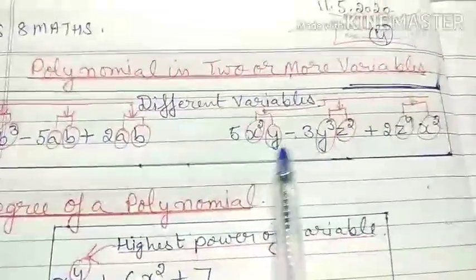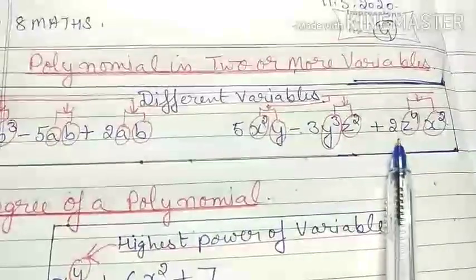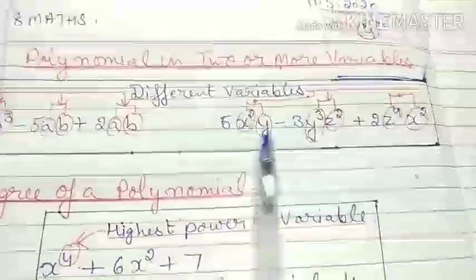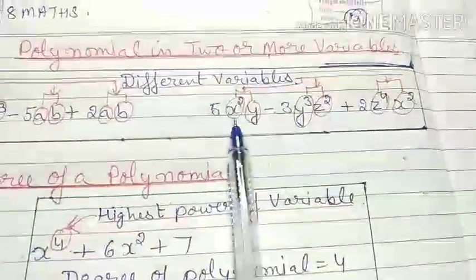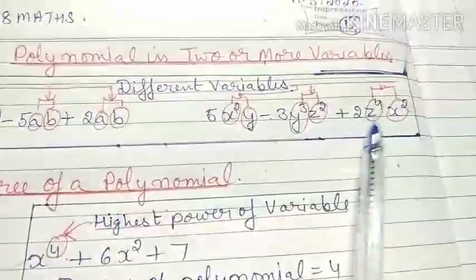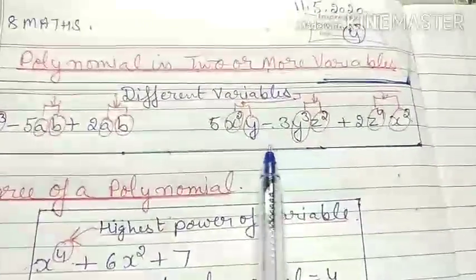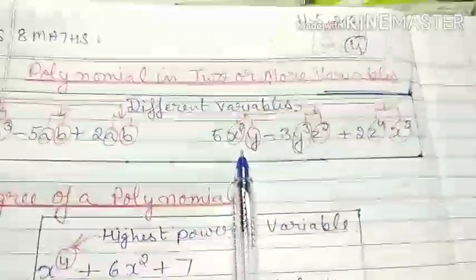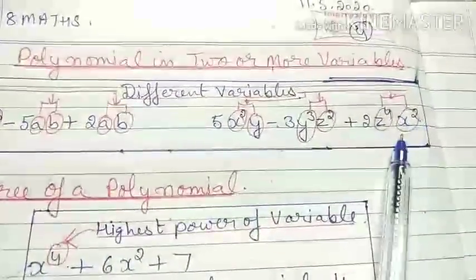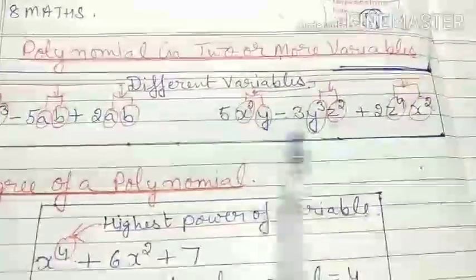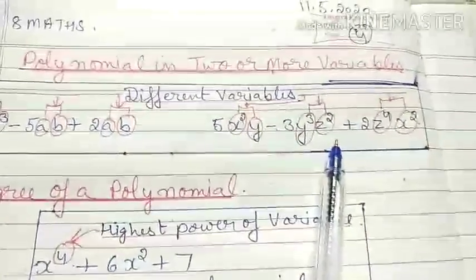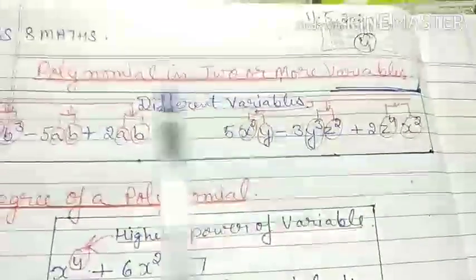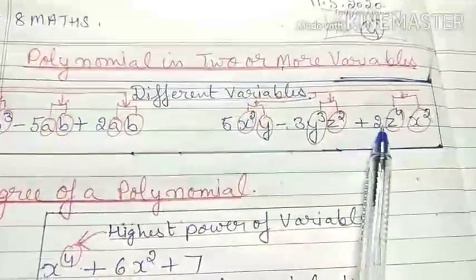Here also, x square y minus 3y cube z square plus 2z^4 x square. Here also two variables are multiplied with each other. These variables are different, like xy, yz, zx, but at a time not three different variables are multiplied with each other, only two variables: xy, yz, zx. Still in this case also different types of variables are there, but in each term only two variables are multiplied with each other. So we call it a polynomial in two variables.